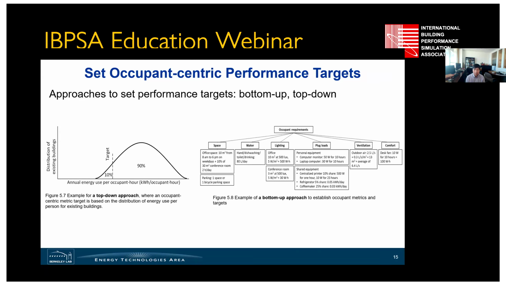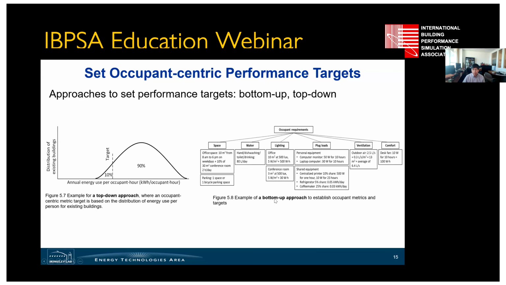If you think about those KPIs for real buildings, they basically have a distribution, as the figure on the left illustrates. So you try to set a target: am I going to be in the top 10%? Then you cut these vertical lines, and this is an example of kilowatt hour per occupant hour. So this is the top-down approach, and you need to get a good representation of this distribution for the buildings that you are interested in.